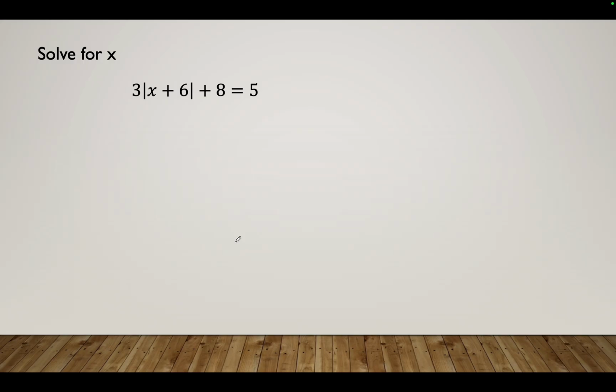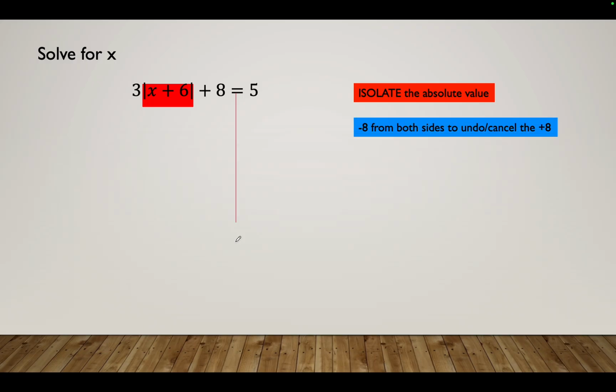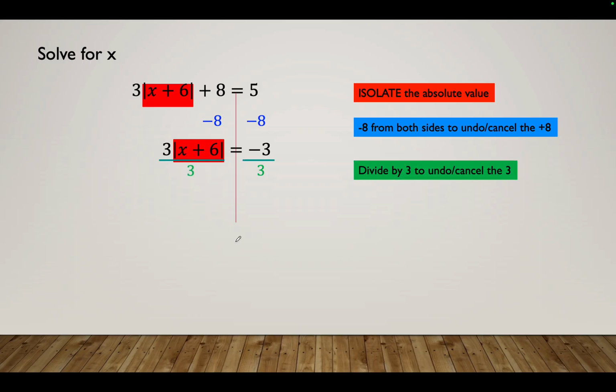Let's solve this absolute value equation. Let's isolate the absolute value. So we need to get x plus 6 by itself. So let's subtract 8 from both sides. Now we need to divide by 3 to get rid of the 3. So we divide by 3 on both sides. So we have the absolute value of x plus 6 equals negative 1.